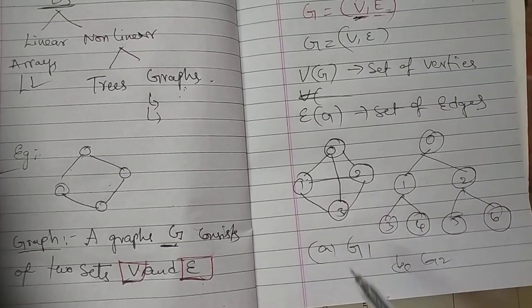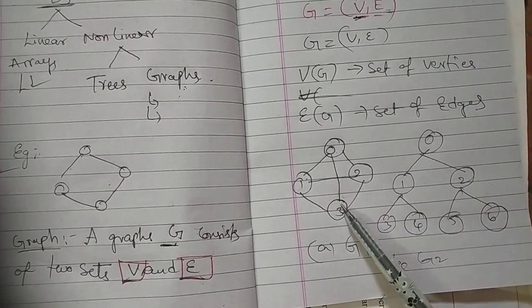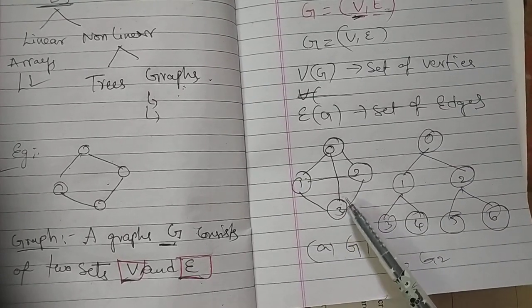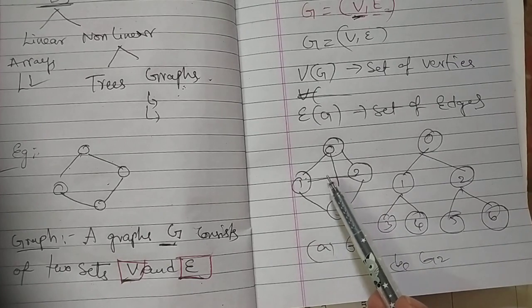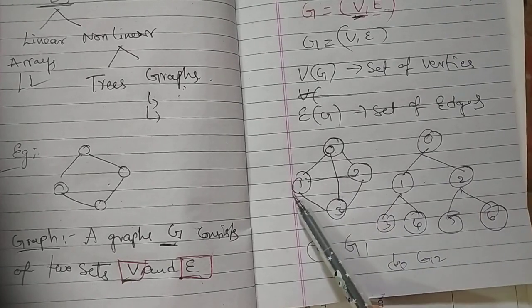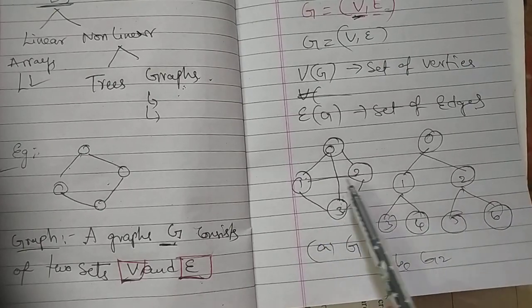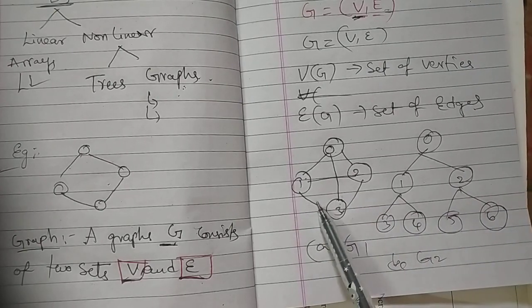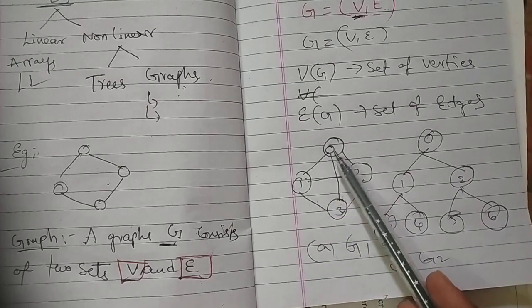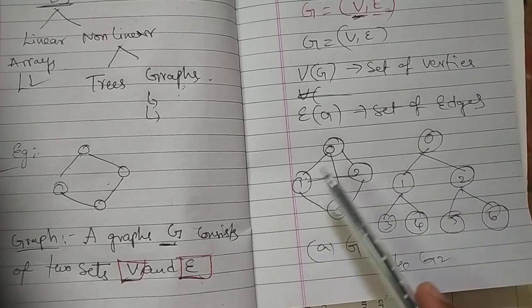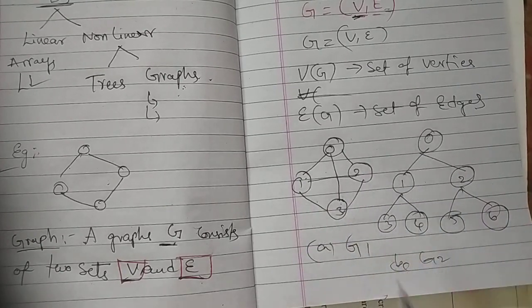These are what we call undirected graphs, which means there is no direction from any vertex to any other vertex. So 0 to 1 is bidirectional, or you can call it 1 to 0 or 0 to 1. Understand, this is called an undirected graph.